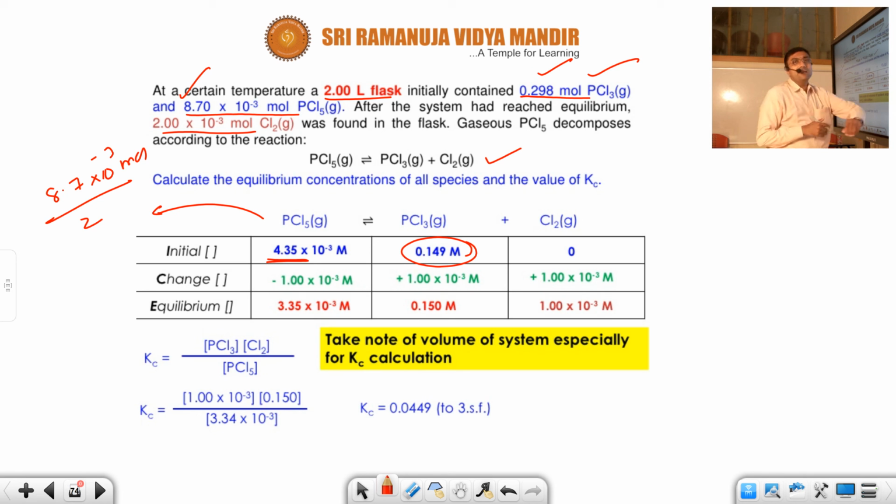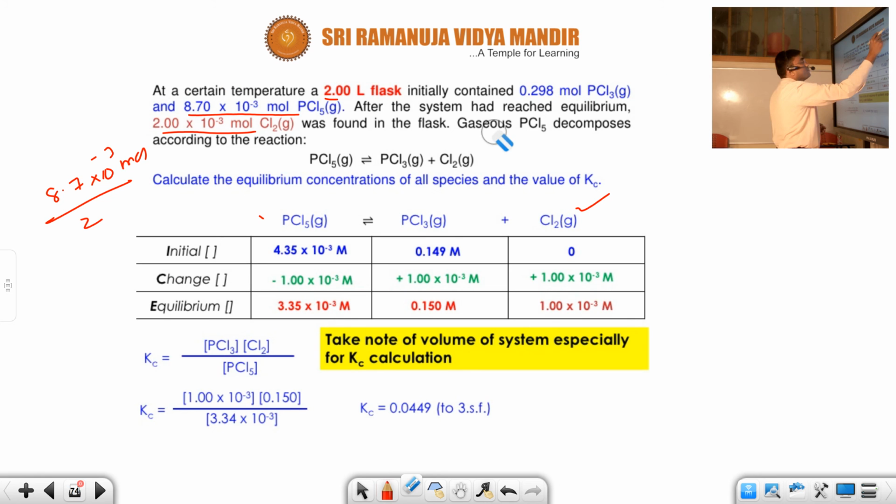So at the start of the reaction, PCl5 is there and some product. What is the product? PCl3 is also there. Cl2 is not there. Okay. So this is the basic philosophy of this question. So I hope you understood so far. Now let us see the next step.